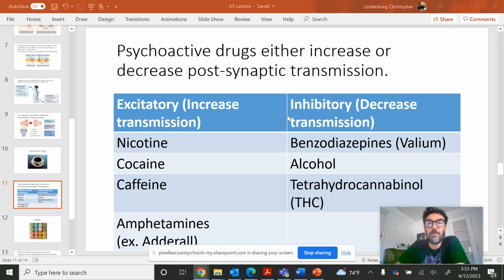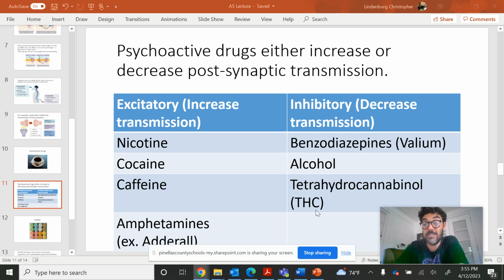And we have two types. Sometimes people call these uppers or downers. Basically, you can have an excitatory psychoactive drug or an inhibitory psychoactive drug. If they're excitatory, they're going to increase transmission, so you'll have more going on. If you're having an inhibitory drug, it's going to decrease transmission. That would cause hyperpolarization, and that will shut down types of activity.